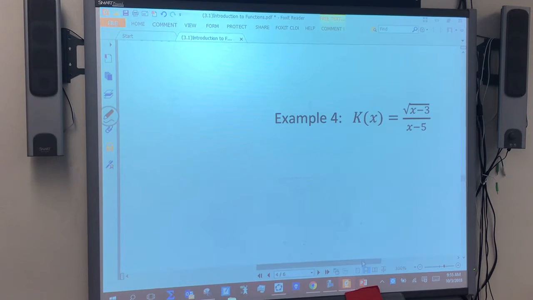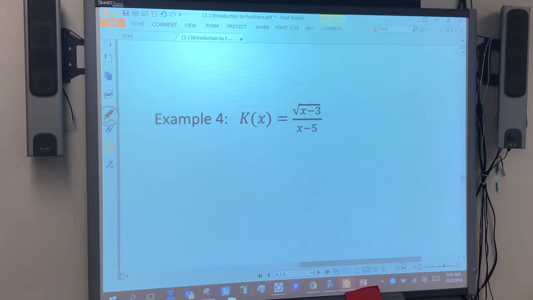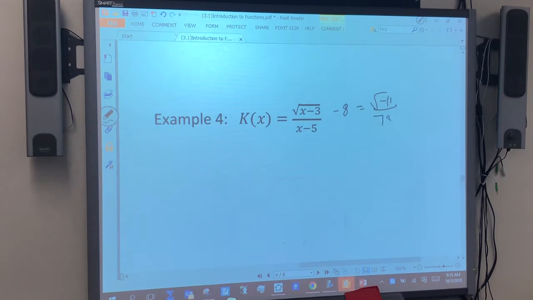Now, example 4 here, okay? You've got roots and you've got division, right? Think about this. If x was 5, what do you get up top? Square root of 2. Bottom you get 0. Is 5 a problem then? Yes. It worked up top, but it doesn't work in the bottom. What if I chose negative 8? Does negative 8 provide me negative root 11 up top, or root negative 11? Does it give me negative 13 on the bottom? Is it okay on the bottom then? Is it a problem up top?